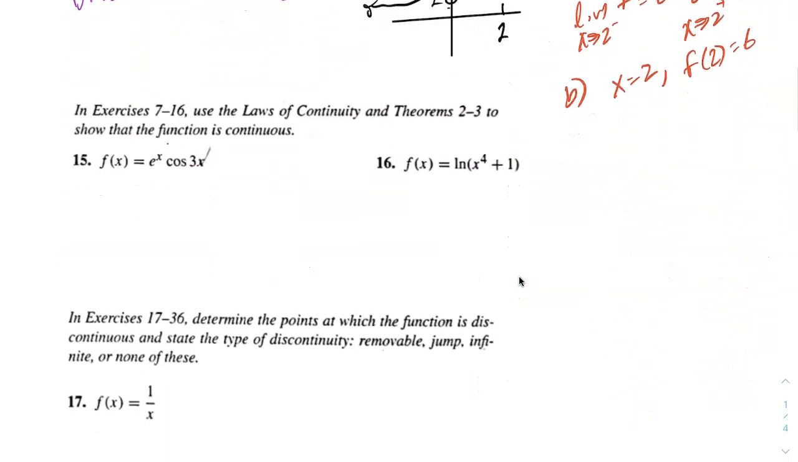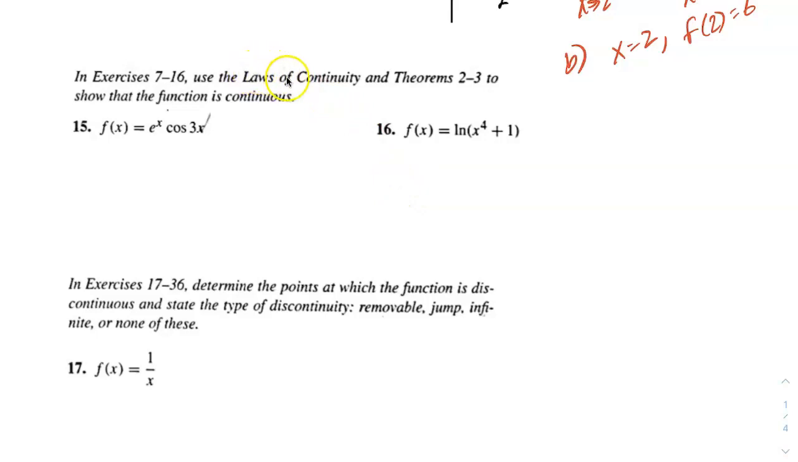So let's move on. For 15 and 16, use the laws of continuity in theorems 2, 3 to show the function is continuous. So he's going to say why these functions are continuous. The general rule is if you multiply two continuous functions, it's continuous. If you take the composite of two continuous functions, it's continuous. So he's got to use those two things.